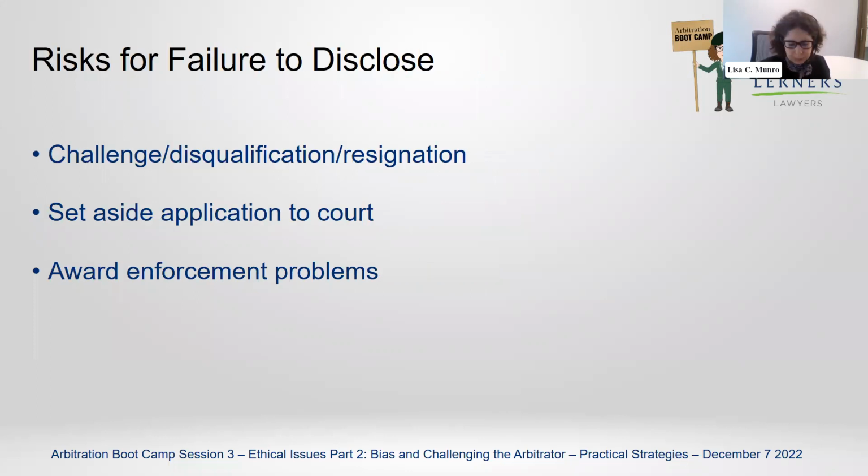What are the risks for a failure to make proper disclosure? The first is a challenge. A challenge in itself is costly, and it slows down the arbitration and it distracts from the merits issues. It could lead to a disqualification or a resignation. The arbitrator or the tribunal may decide to resign as a result, or may be disqualified by the institution or by a court. The award may be set aside on fairness grounds later on. We've seen this in the case that a party has learned after an award was issued, invariably it's the unsuccessful party, about an issue which it claims ought to have been disclosed. And then there may be award enforcement problems. But there are other issues, obviously, to the parties, there's a cost risk, and to the arbitrator, there's a reputational risk.